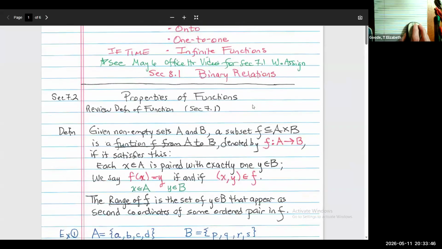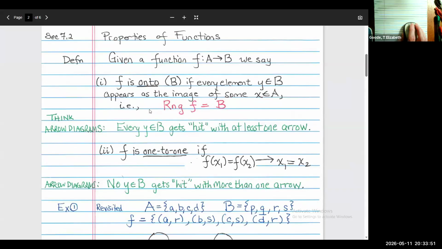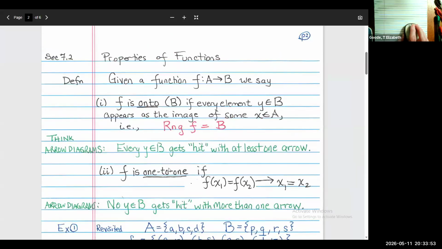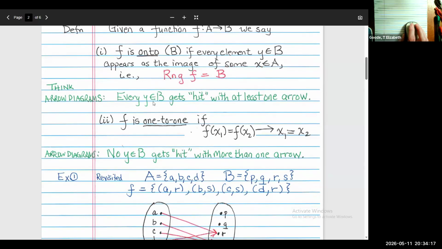All right, so this was review of the definition of function, but then we had the definition of onto and one-to-one. So a function is onto if every element y in B appears as the image of some x in A, and some means at least one. In other words, if every y in B gets hit by at least one arrow. In other words, the range is all of B.